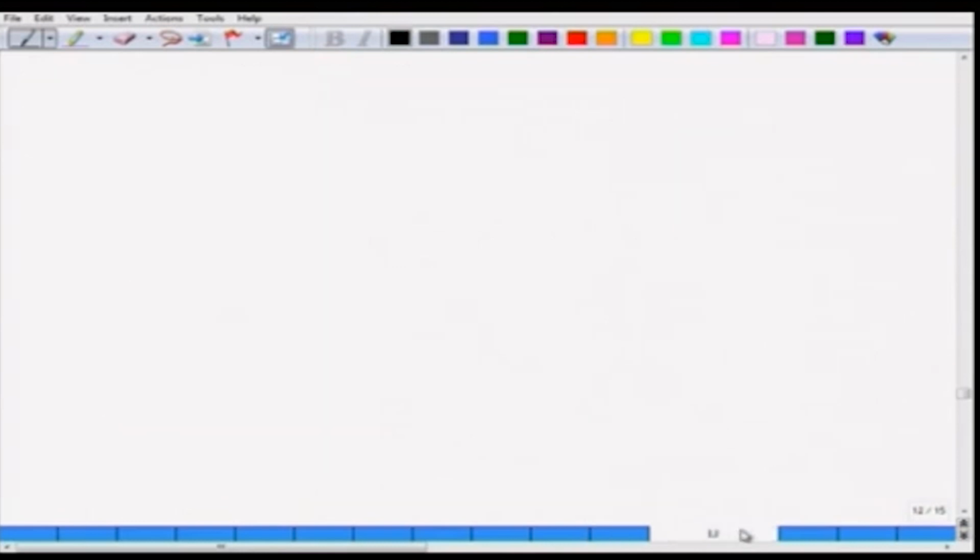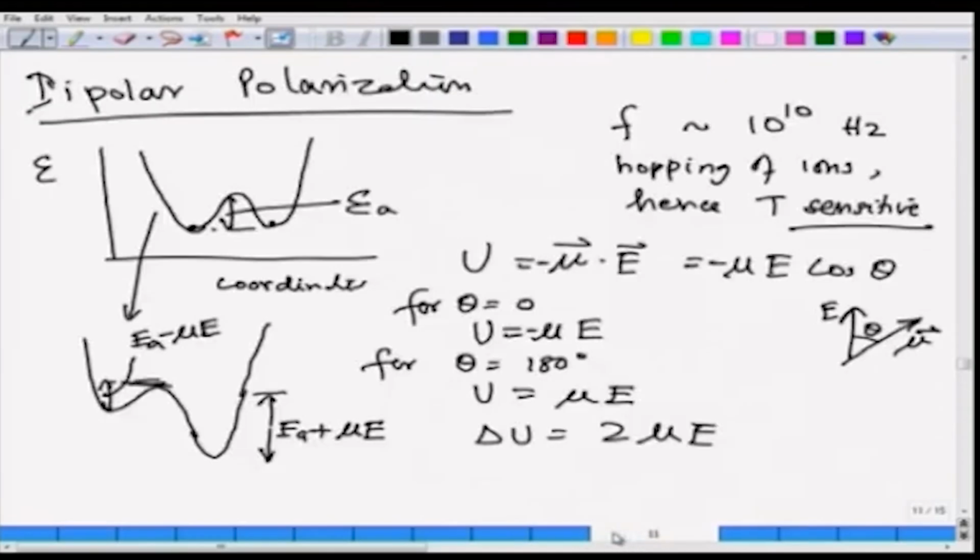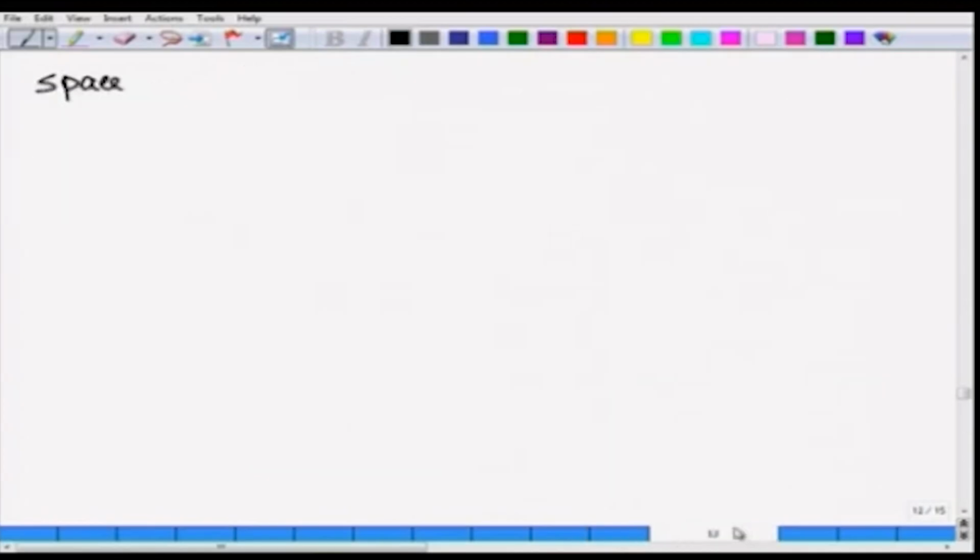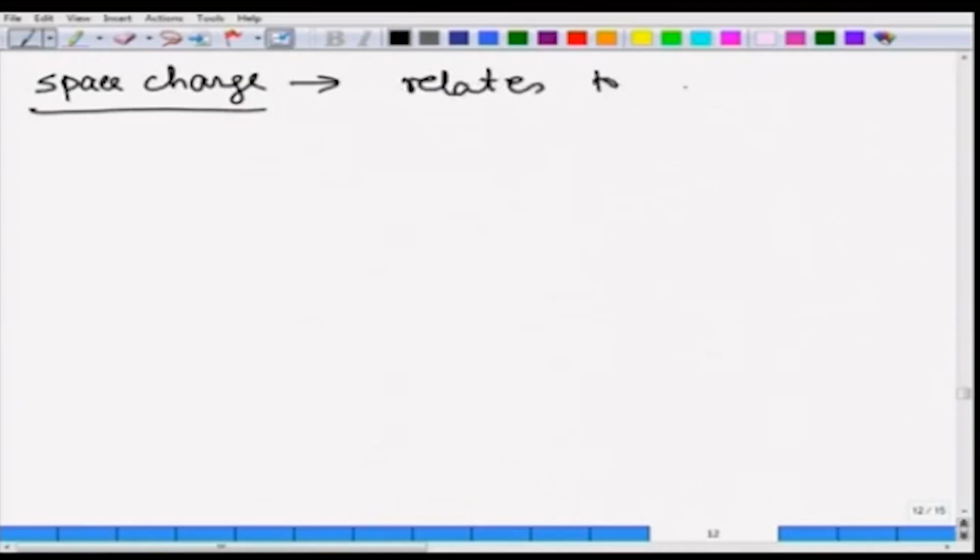The last one was also space charge polarization. Let me see if I have given you the frequency domain in which this operates. Yes, I have written 10 to the power 10. So, space charge polarization can operate at very low frequencies and is really related more to electrochemistry and double layers, and is not of that great value in solids.